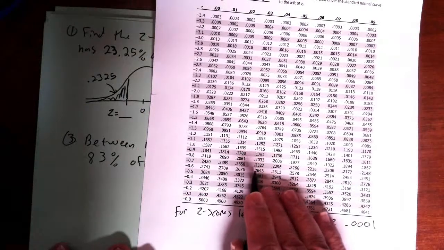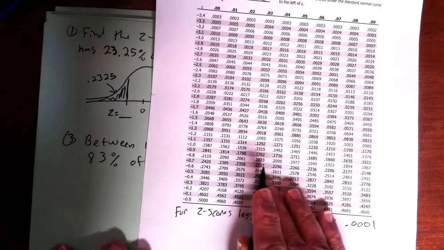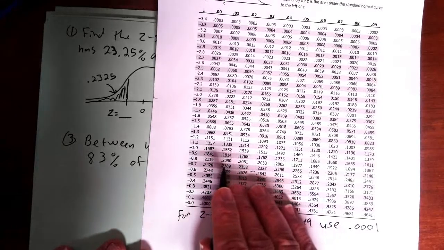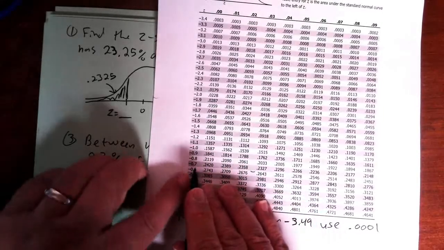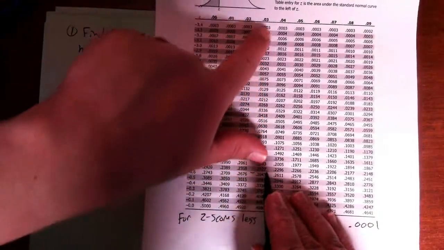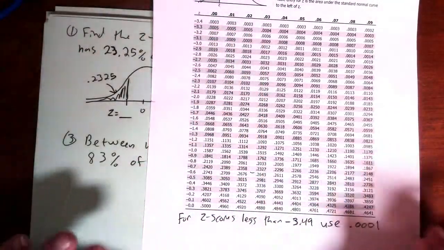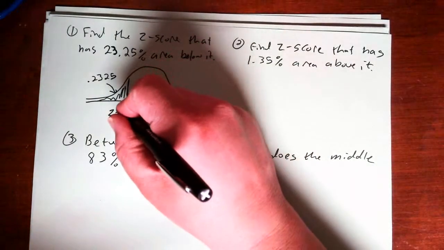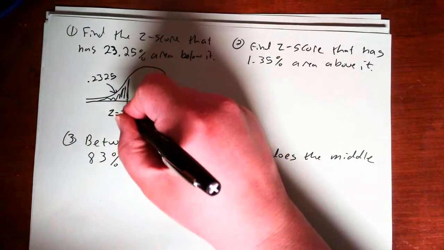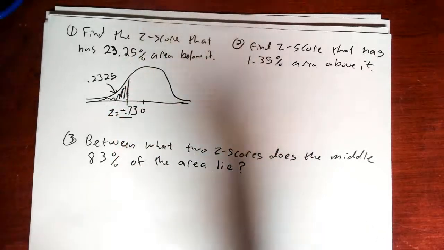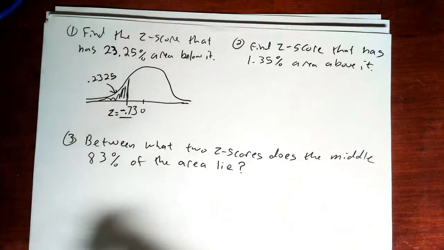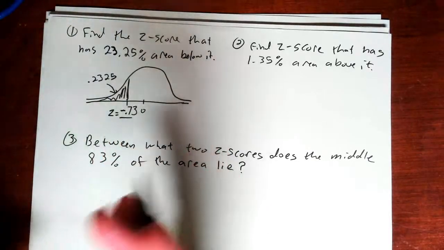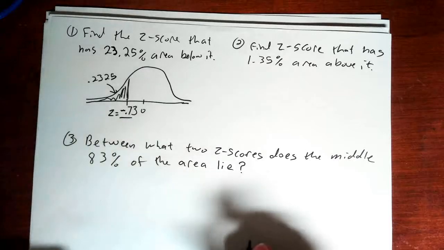So it looks like I got 0.2327, and that one does come closest. That corresponds to a negative 0.7 here, and if I go up, it's 0.03. So this is negative 0.73, and that would be the z-score that has this area below it, to the nearest hundredths place.